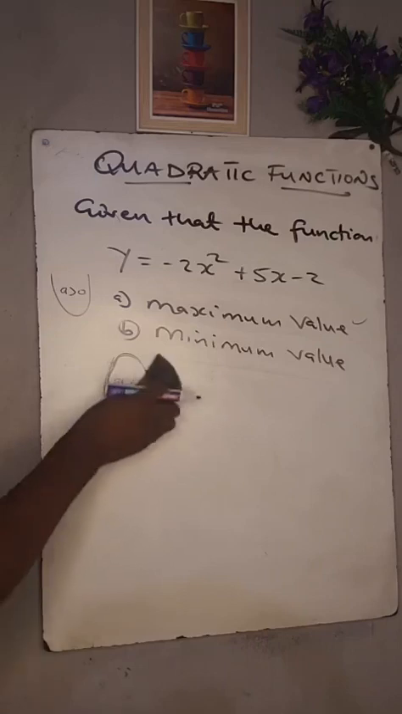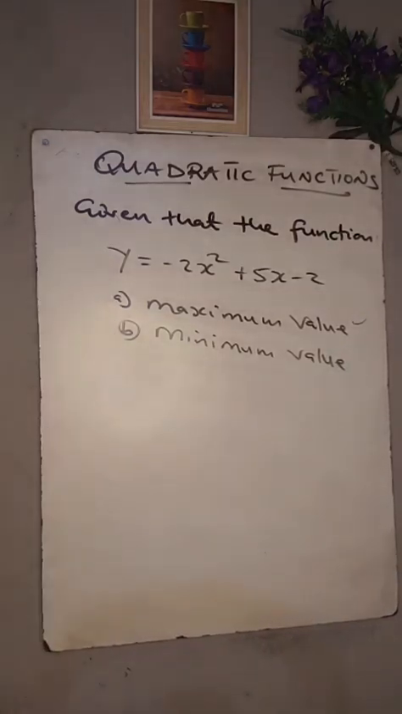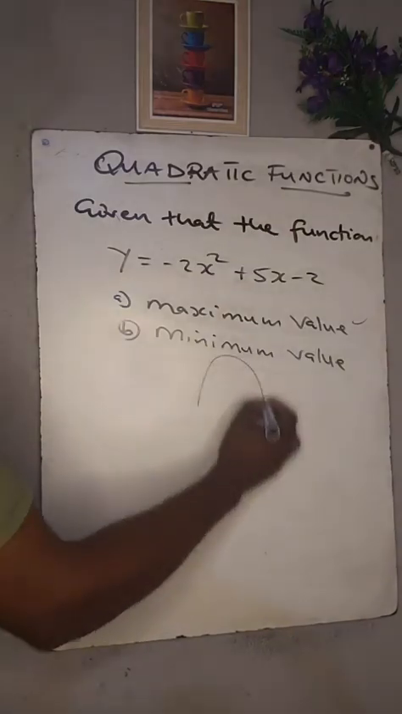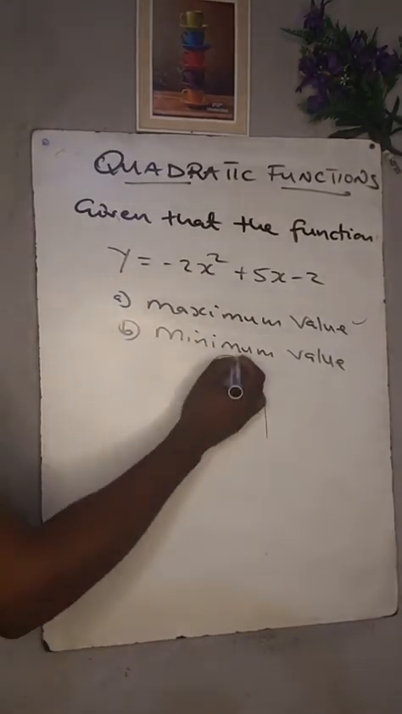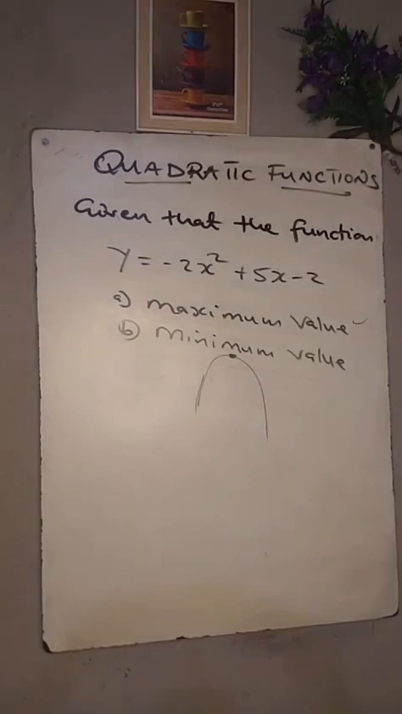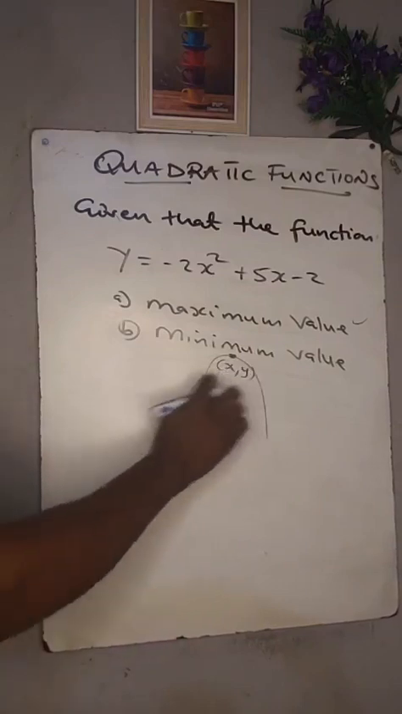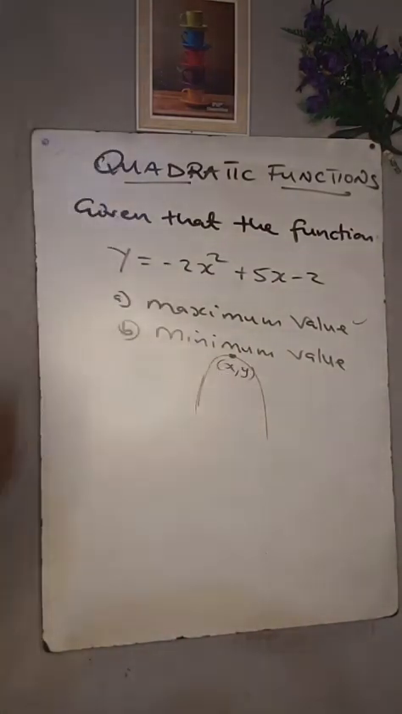Good. The next question is now, since we know that it's coming out like this, we need to find the turning point of that curve. So this turning point has the coordinate x, y. So we need to know at which point this curve turns. That's what we want to find.